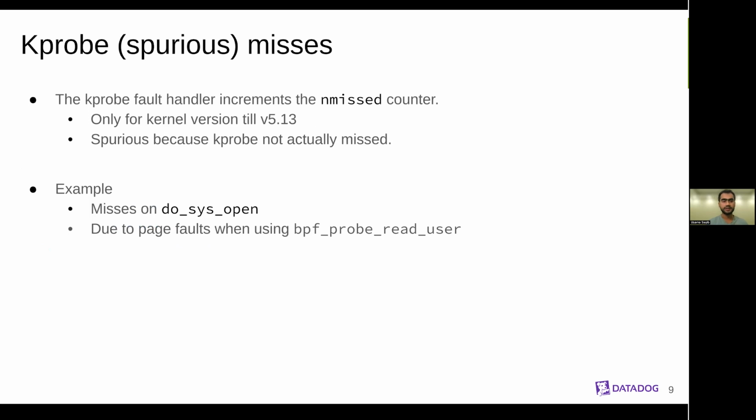I will briefly also mention that there is a second way that kprobe misses can occur, which is not related to re-entrancy. I refer to these as spurious misses because the handler itself is never skipped. The way this happens is when a fault occurs during the execution of a kprobe handler, for example, a page fault due to the use of BPF probe user. The kernel, during the fault handler routine, increments the nmissed counter.